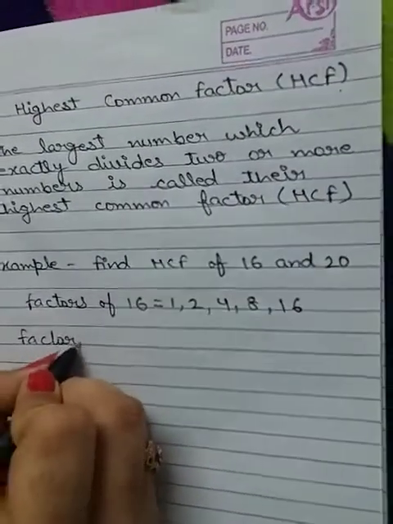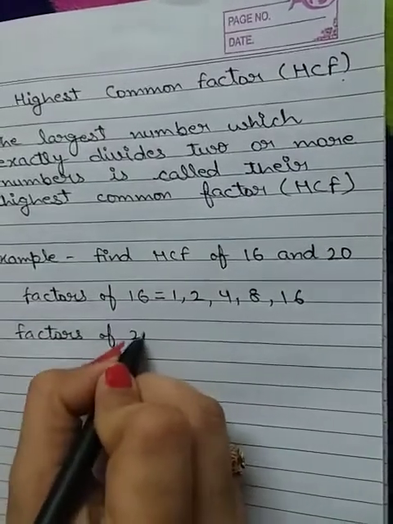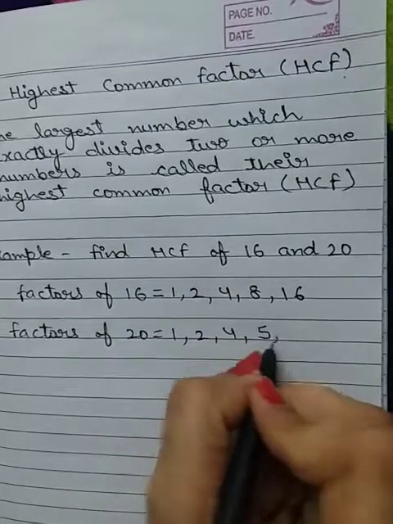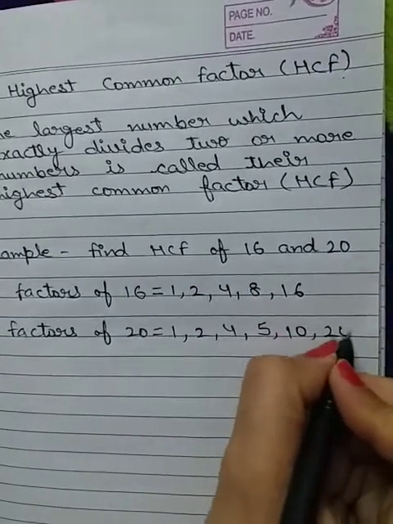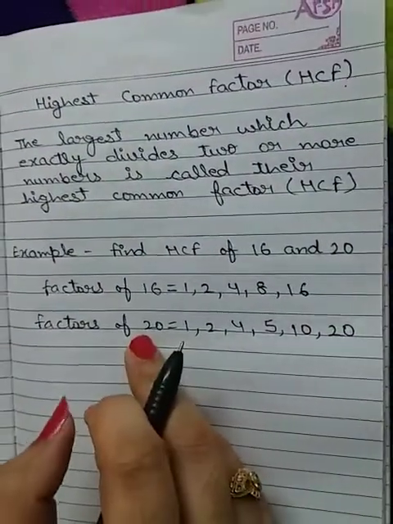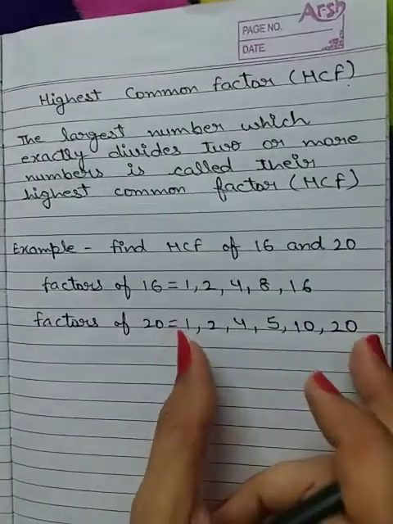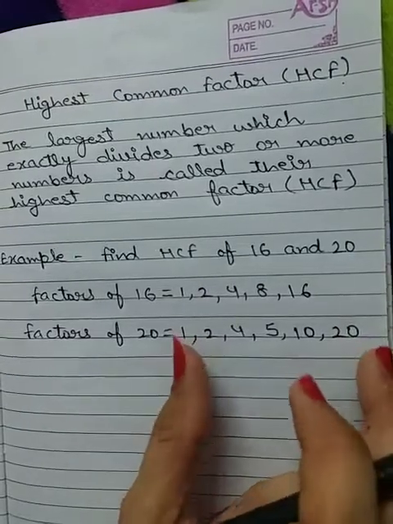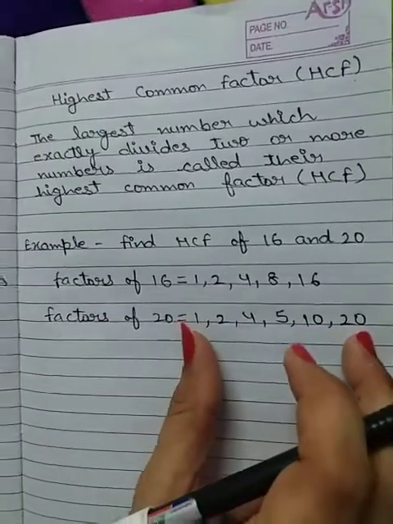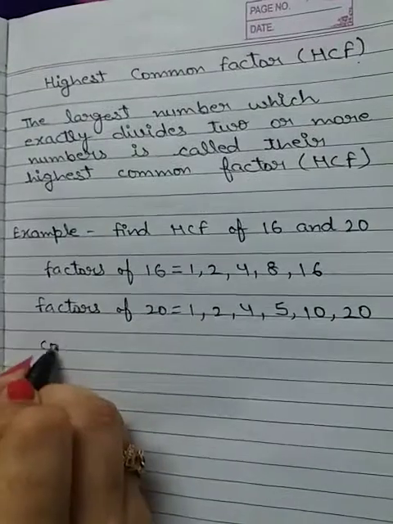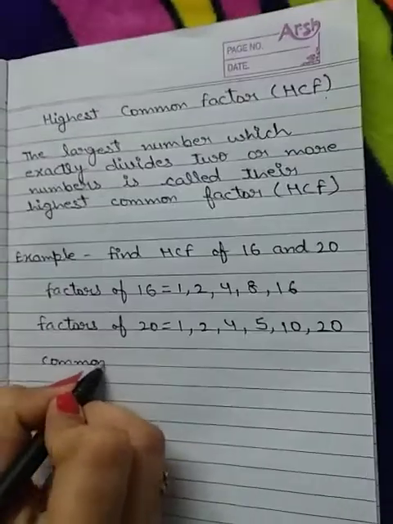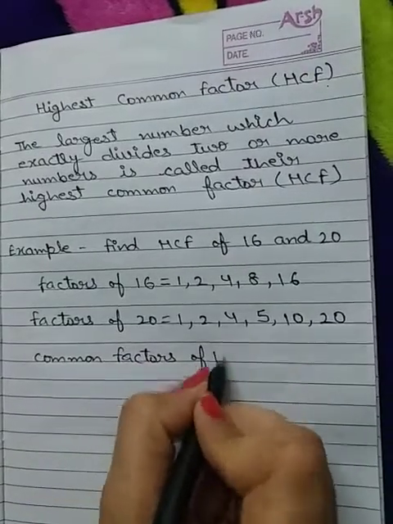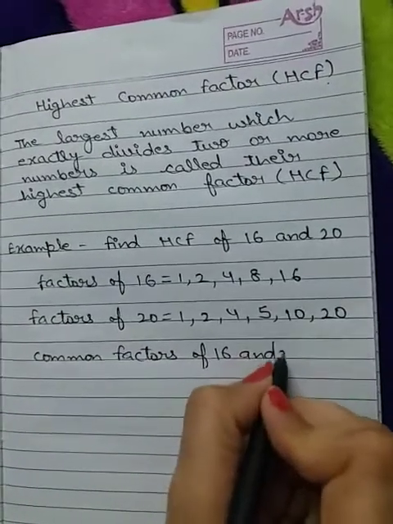Factors of 20: 1, 2, 4, 5, 10 and 20. 20 is exactly divisible by these numbers. So these are the factors of 20. To find HCF, firstly we will find the common factors. Common factors of 16 and 20.